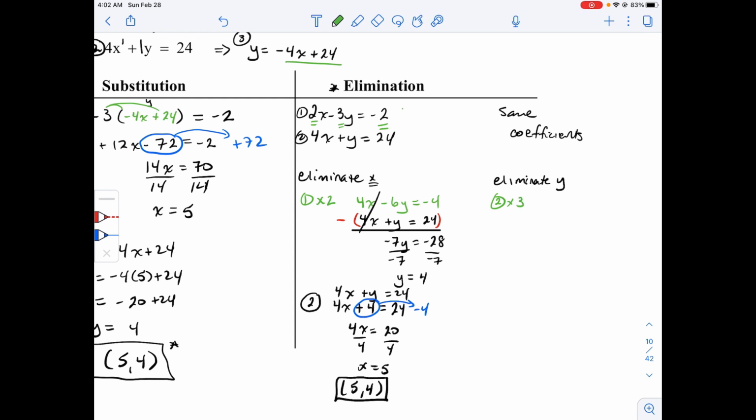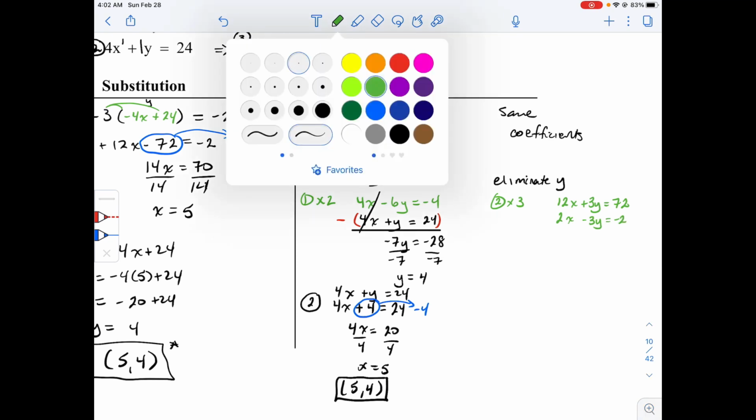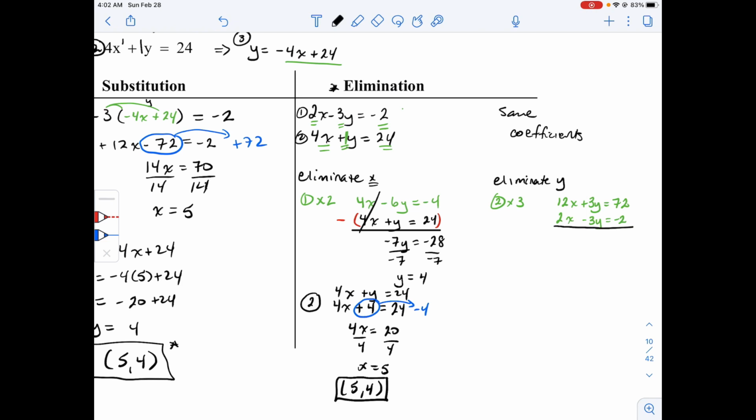If we did that, what would make these y coefficients the same? If we take equation 2 and multiply it all by 3, we get 12x plus 3y is equal to 72. And our first equation is 2x minus 3y is equal to negative 2. Now I've got a positive and a negative, so in order to eliminate one of those variables, I'm going to add the equations.